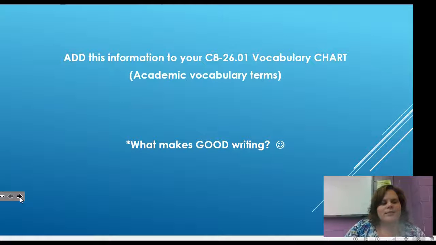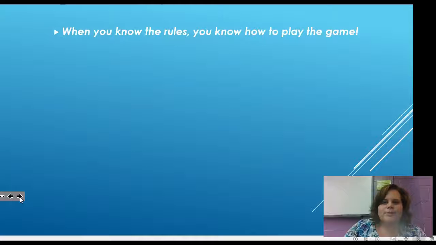So the things on your vocab chart are kind of what the state of Virginia says make good writing. It's not always spelling and punctuation. It's not always how long it is. But there's certain factors that would make good writing. So some of these things are just to help you know how to play the game.